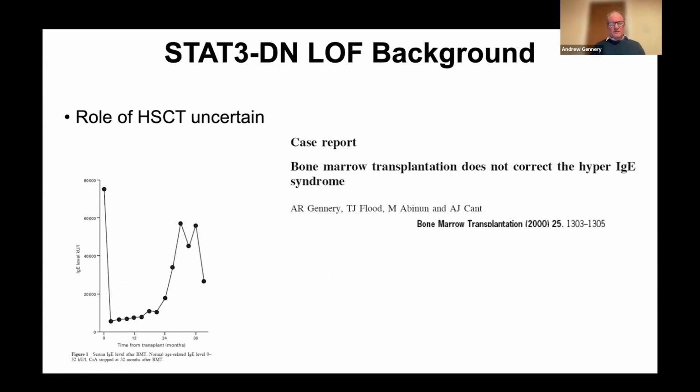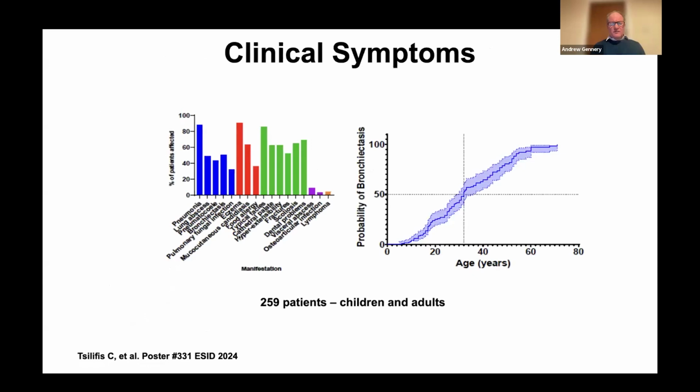But as Bodo has pointed out, this is a multi-system disease and not all elements of the disease are corrected by transplant. It is a horrible disease. Christo Silifis, who's one of my research fellows, presented this in a poster at ESID, and you can see the complications that patients may experience here, including infection, atopy, and other non-immunological features. And there's a significant chance of developing bronchiectasis as you age. And so that's why transplant might be considered.